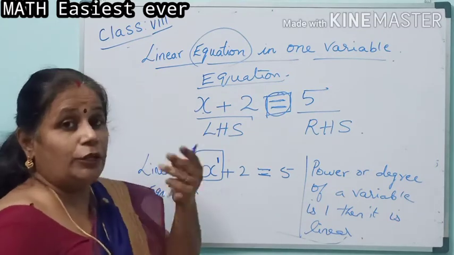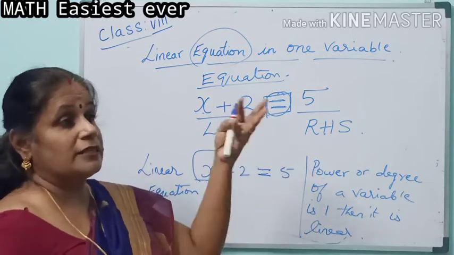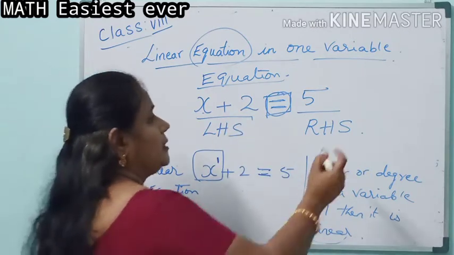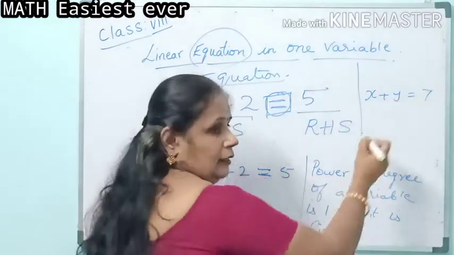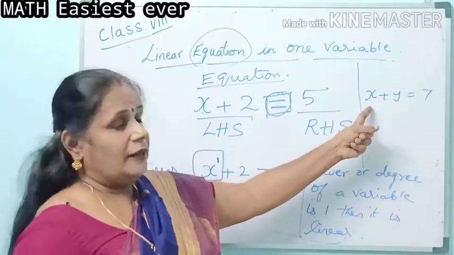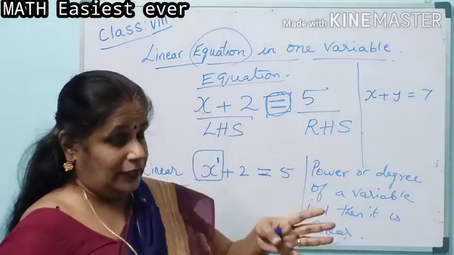You don't have two variables. x plus y is equal to 7. If you have two variables, it means x is a variable and y is a variable. See here, I'll show you another example. x plus y is equal to 7. So here, x is a variable, y is a variable. It has two variables, so that is not for you in this 8th standard.